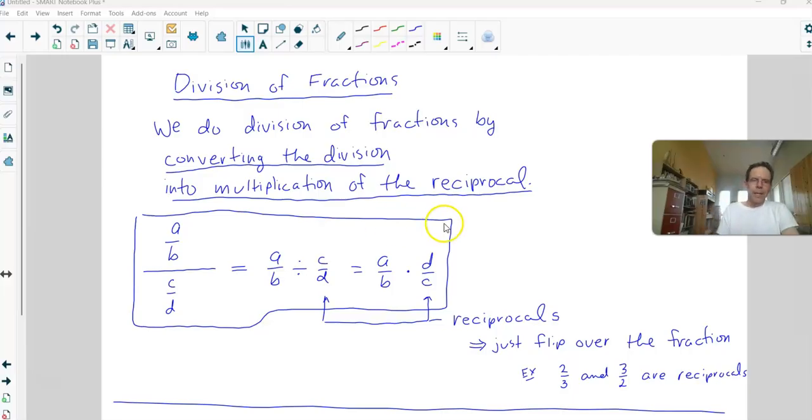Here's the rule. And over on the left here, I'm showing two fractions dividing with a big fraction bar between them. What this means is this. We've got fraction A over B being divided by C over D. We write it like this. And what we do is we convert it to multiplication.